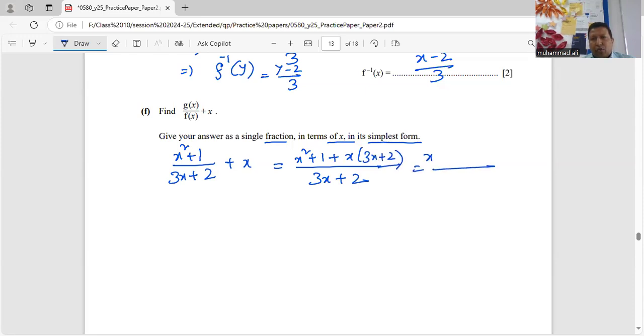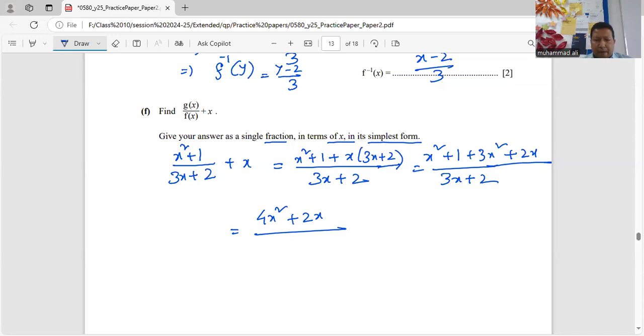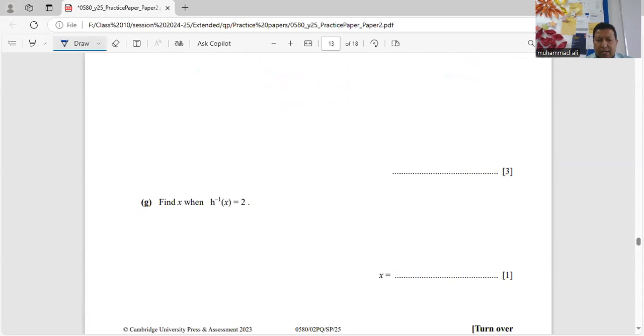Now we'll get x squared plus 1 plus 3x squared plus 2x, below side 3x plus 2. After that, 3x squared plus x squared means 4x squared, plus 2x plus 1, below side 3x plus 2. So this is a single fraction, (4x squared plus 2x plus 1) divided by (3x plus 2). So we have to write over there 4x squared plus 2x plus 1 divided by 3x plus 2.